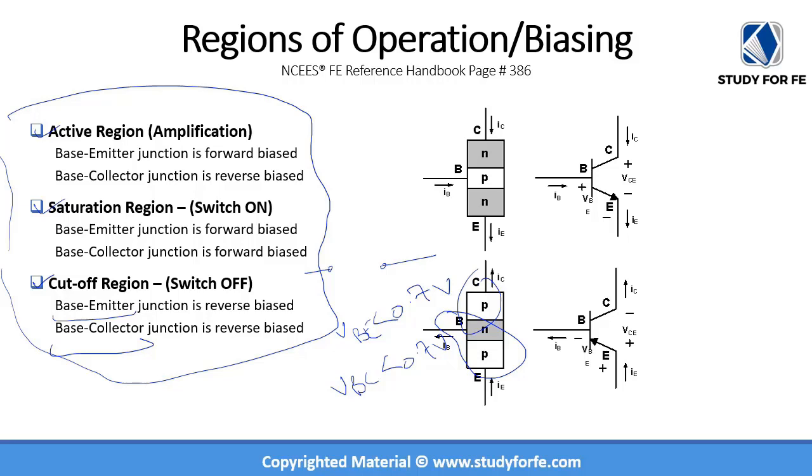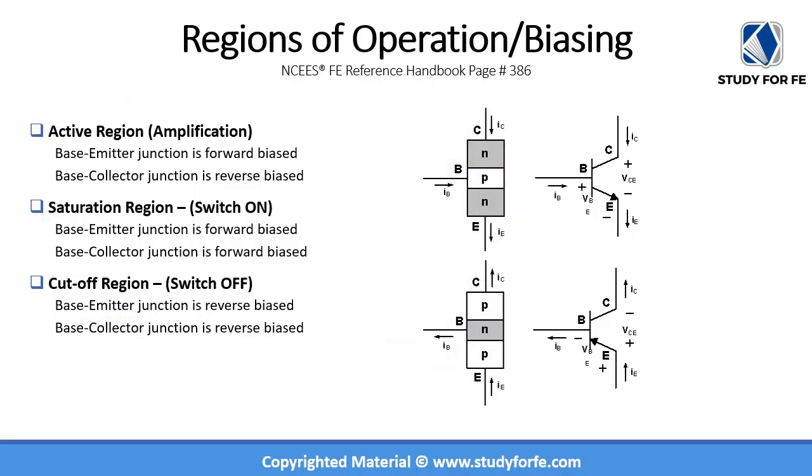Okay, it is important to realize that depending on how you're setting the voltages across these junctions, your transistor may or may not be in one of these modes. And really the biasing would determine whether your transistor is going to do amplification, or whether the transistor is going to act as a switch on or as a switch off.